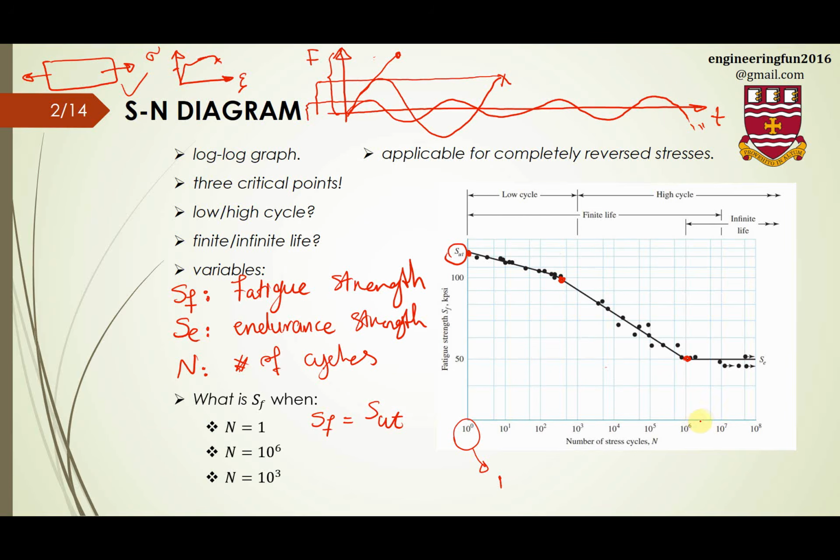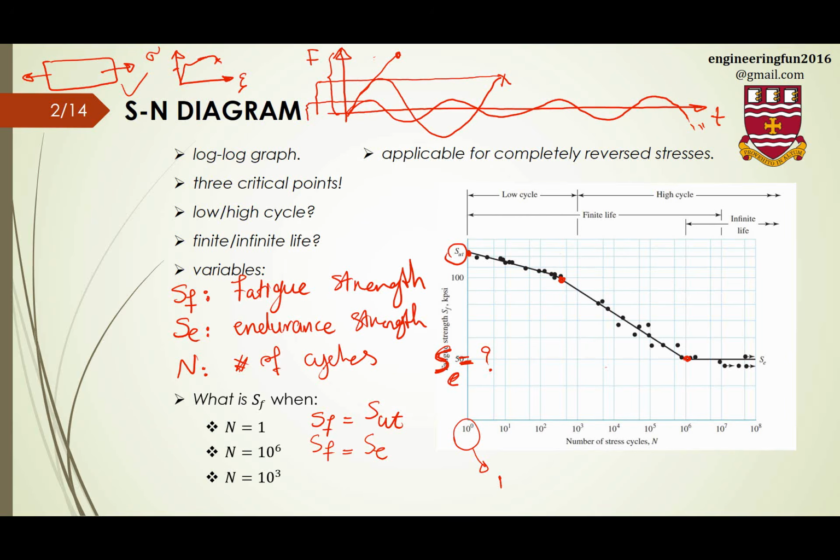For the last point here, this happens for each material at one point. This graph is not for all materials, it's just for a specific type of material. But if I want to say in general, this point is something that we call SE, endurance strength. So SF for 1 million cycles is equal to SE. And this is important for us. We want to know what SE is for each material, for each case. And I'm going to show you how to find SE.